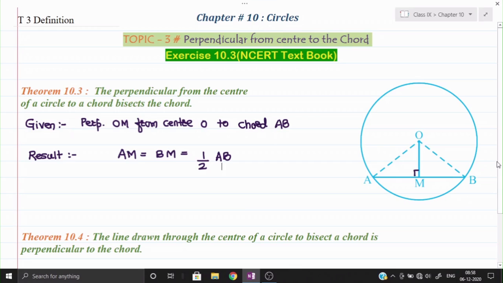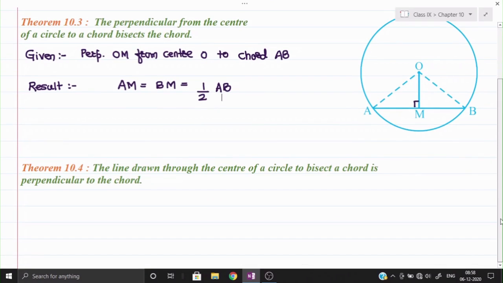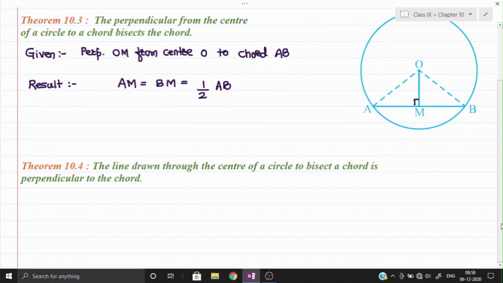Now let us see the next theorem, which is a converse of the previous theorem. In 10.4 it is given that the line drawn through the center of the circle to bisect a chord is perpendicular to the chord. This is just a converse. Whatever result was there in the previous theorem will now become the given. They are saying the line drawn through the center, means we have one line from the center O, and that will be bisecting the chord.